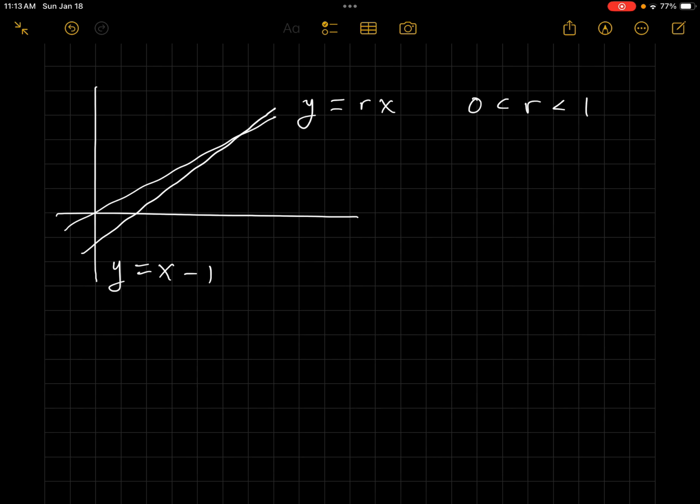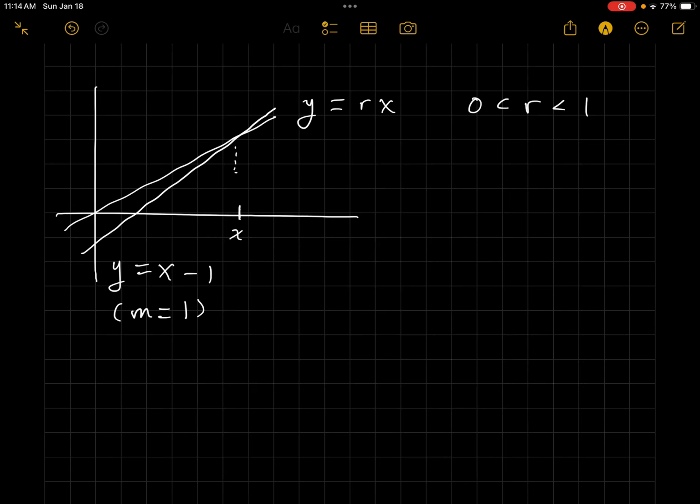Now convince yourself that these two lines must intersect, and they must intersect in the first quadrant. And I'm going to call that intersection point just x. I'd call it like x sub 0 or something, but we'll just call it x. Now, if you weren't sure of the reason why these two lines must intersect, it is because this second one that I drew, y equals x minus 1, has a slope of 1. And the first one has a slope between 0 and 1.